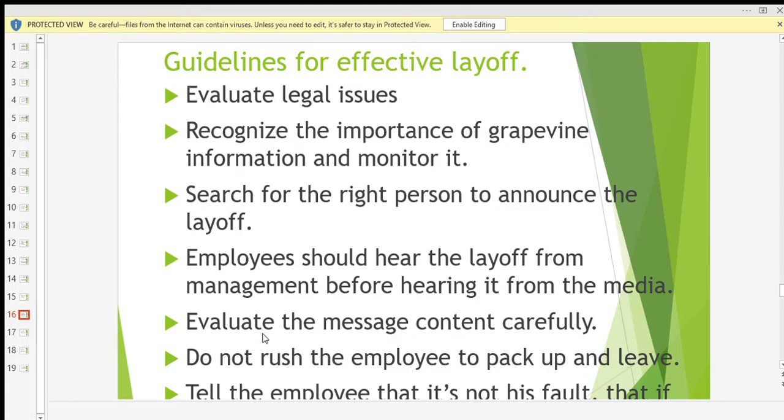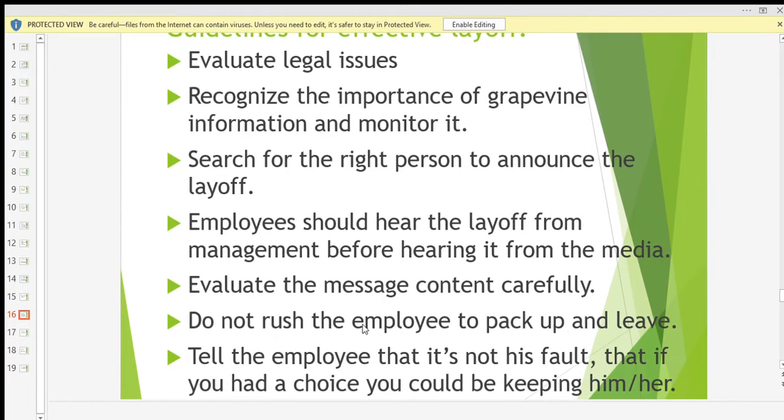Another guideline is evaluate the message content carefully. Evaluate things carefully before laying off employees because you may lay off employees that you need and leave the employees that you actually do not need.